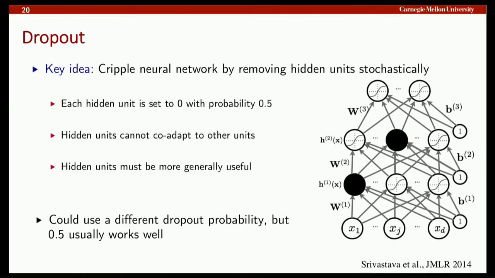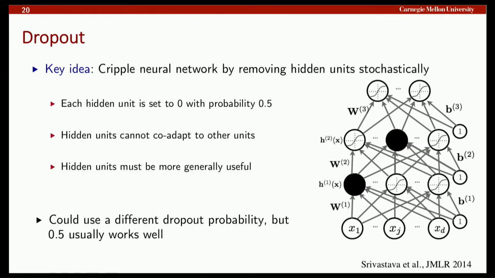So the idea is extremely simple. What you do is you basically set each hidden unit in your neural network to 0 with probability 0.5, right? And the idea by doing that, because you're doing it randomly, is that hidden units cannot co-adapt to other units. So it cannot basically say, well, if this hidden unit takes this value, and this other hidden unit takes this value, then my class should be 2, for example, right? It cannot do that, because at any point in time, any of those units can just be set to 0. So it has to learn features that are generally more useful, right?